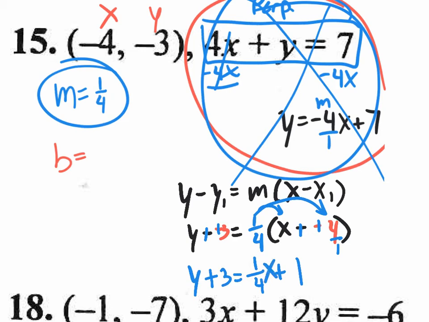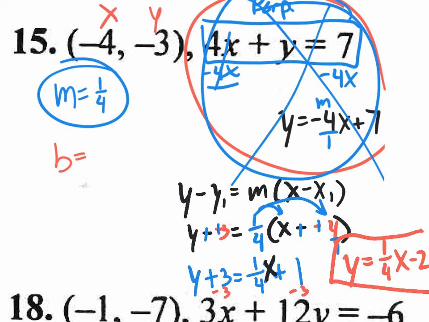I forgot the x, sorry. X right there, plus 1. So then you'd have to subtract 3 from both sides. And you'd get y equals 1/4 x minus 2. This is the answer that you want. y equals 1/4 x minus 2.